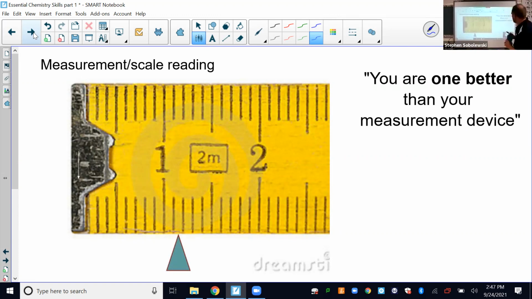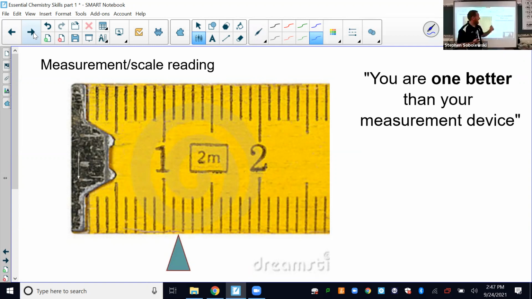You've been reading your whole life. We trust you. We just want you to think a little deeper about how to report your measurements when you make them. The phrase I started saying is, you are 1 better than your measurement device. Now, obviously, I'm not judging the measuring device you're holding in your hand when you're taking measurements. Obviously, we are more than that. But when it comes to measurement, your measurements are 1 better than your measurement device.